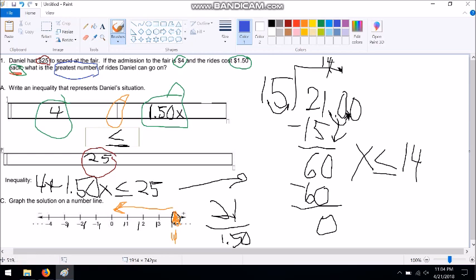And then we wrote out our inequality and then we solved it on the other side of the problem. We figured out what it was and we wrote it here and I circled it. 4 plus 1.50x is less than or equal to 25. We solved it and then we graphed the inequality.